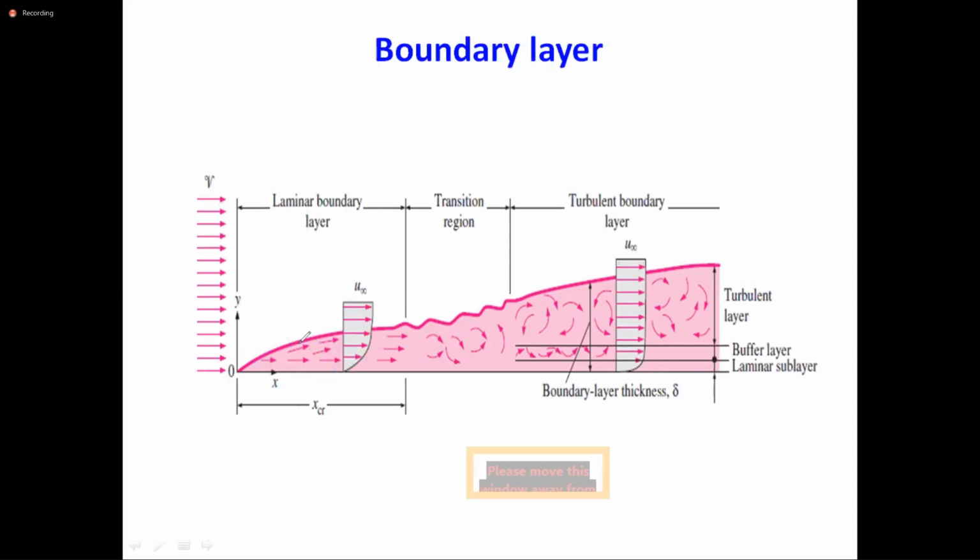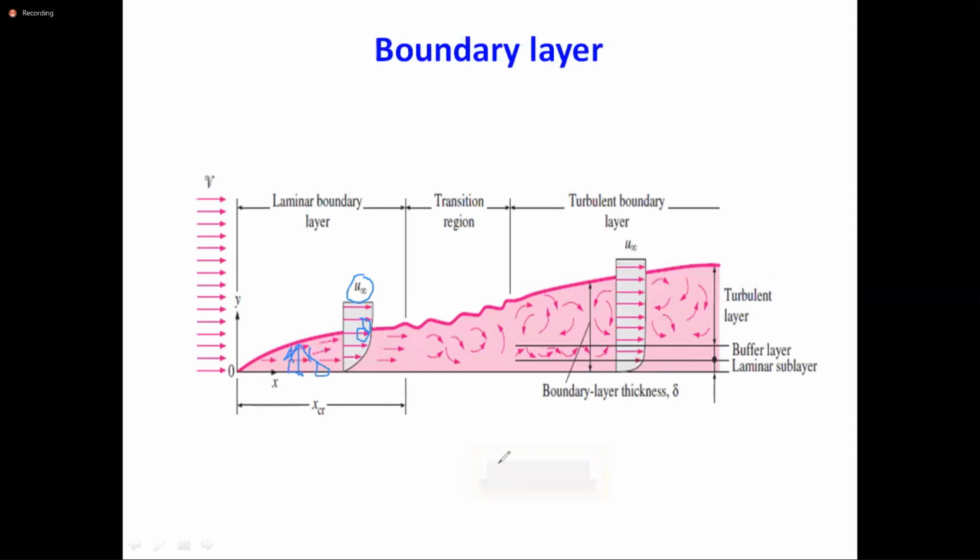So let us talk first about the hydrodynamic boundary layer. What is the hydrodynamic boundary layer thickness? That is delta, and delta as a function of x. The distance away from the surface where the velocity of the fluid particle is equal to the free stream velocity, that thickness is called the boundary layer thickness.